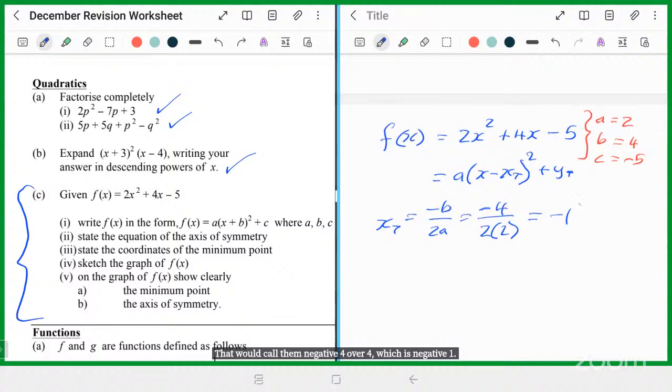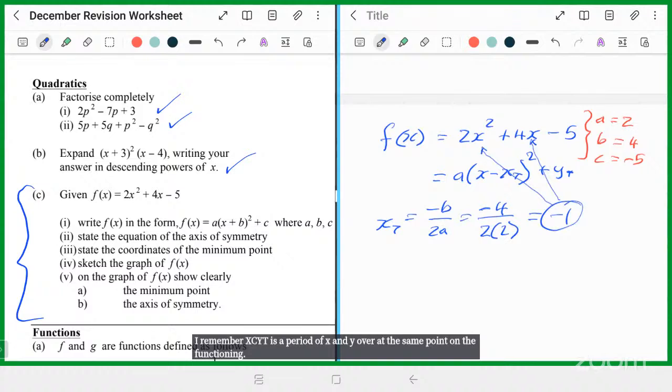Now, when the xt comes out to be a whole number like that, you can find your yt value another way, by substituting that xt value back into the original function to get your yt. Usually when you get whole numbers for your xt, you can just find the yt by substituting it back in the original function. Remember, xt, yt is a pair of x and y values at the same point on the function. So you don't need to use the formula method to get the yt value, especially when your xt value is a whole number like that. So we're going to write it this way this time.